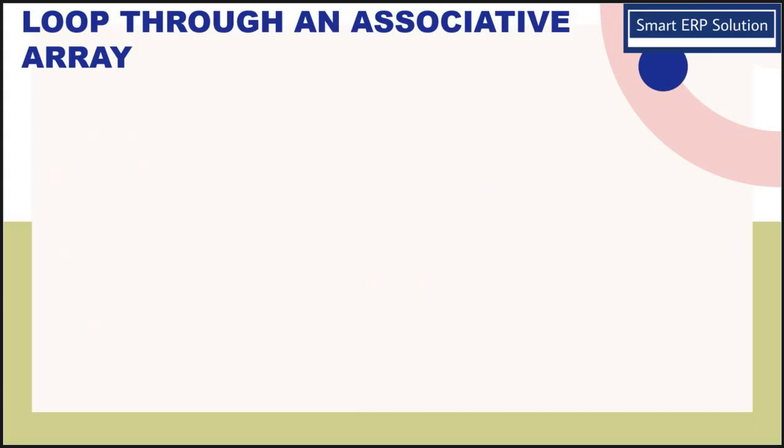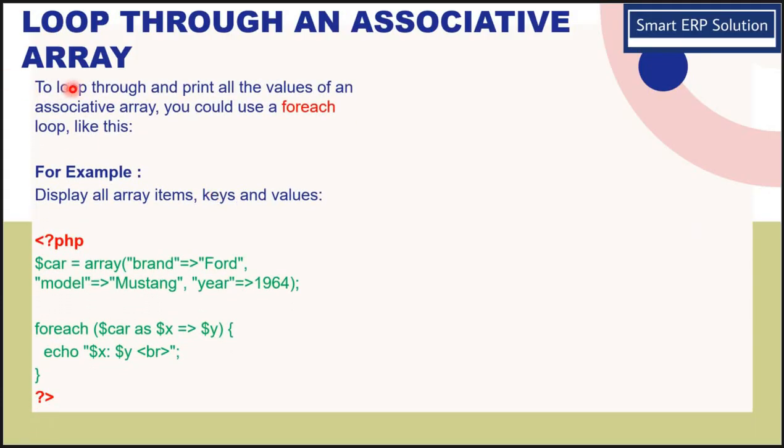Loop through an associative array. To loop through and print all the values of an associative array, you could also use a foreach loop like this. For example, you want to display all array items, keys, and values. To do this, you need to write the following program. $car equals array, brand Ford, model Mustang, year 1964. Foreach, then you need to write the array variable name as $x.